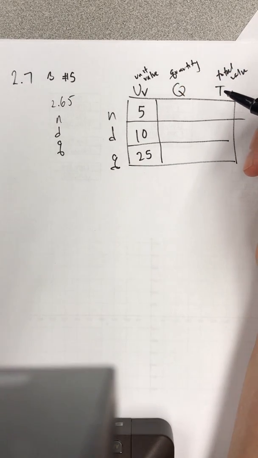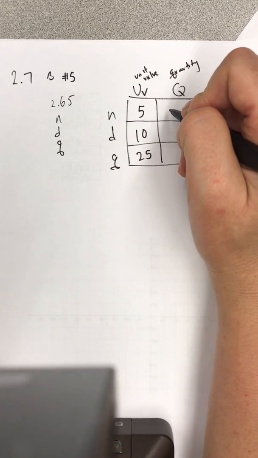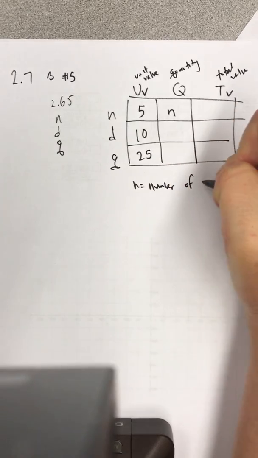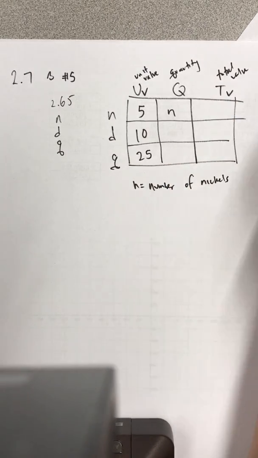A dime is worth 10 cents, and a quarter is worth 25 cents. In terms of quantity, it says the number of dimes exceeds the number of nickels by 1, and the number of quarters is equal to the number of nickels decreased by 1. It seems like nickels should be our variable. I'm just going to use N for nickels, and we should say N equals number of nickels.